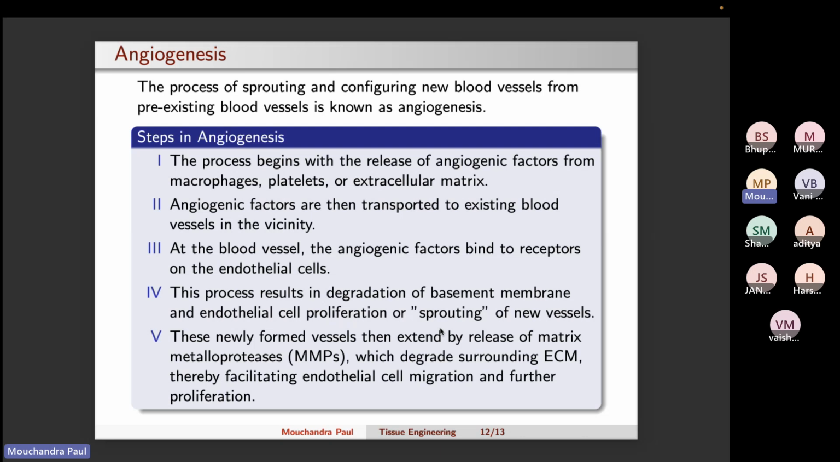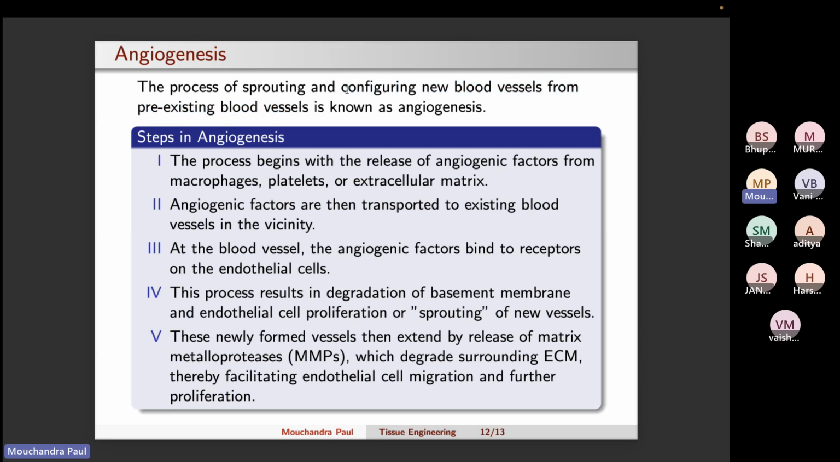These endothelial cells try to proliferate and make new blood vessels, in order to fill up the ruptured blood vessels and complete a full, viable network of blood vessels in the dermis layer. In order to do that, the process of angiogenesis takes place. So what is angiogenesis? Angiogenesis is basically a process of sprouting and configuring new blood vessels from pre-existing blood vessels. Okay, this is angiogenesis, where new blood vessels are formed from pre-existing blood vessels.